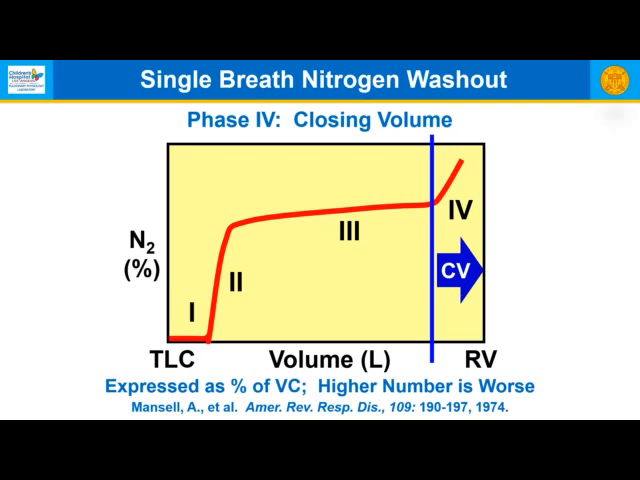Here is 100% oxygen in conducting airways. This is the so-called alveolar plateau. The slope of that determines the uniformity of distribution of ventilation. Should be less than 2.5. And closing volume is where this little blip occurs here, phase 4 of this curve. And it's quantitated as from this blip to residual volume as a percent of vital capacity.